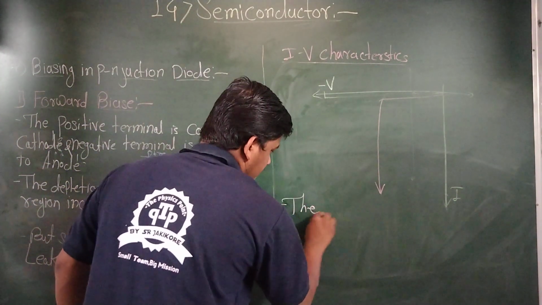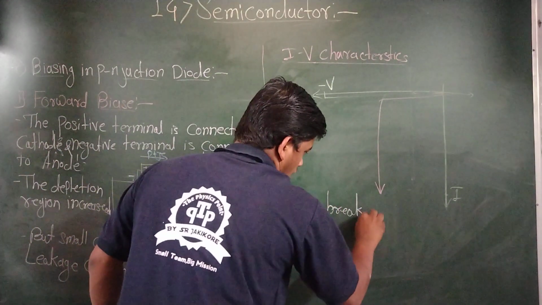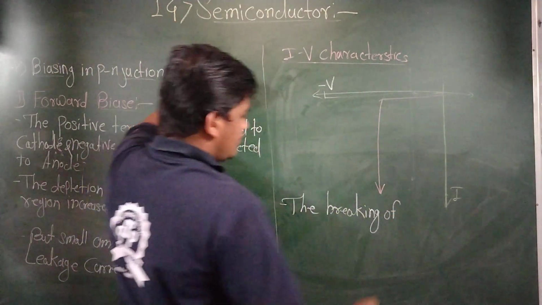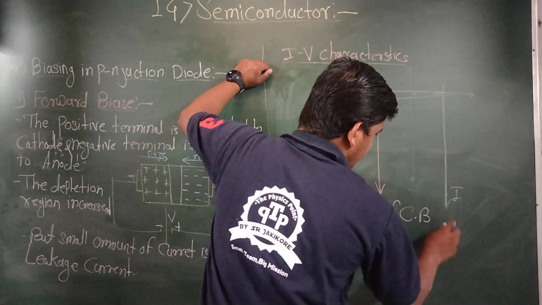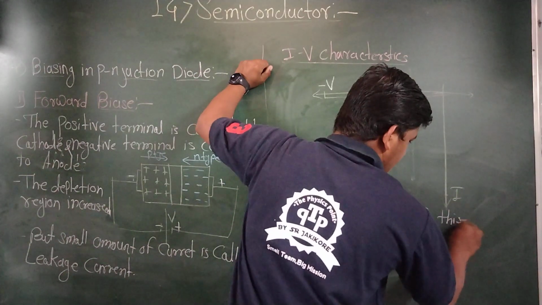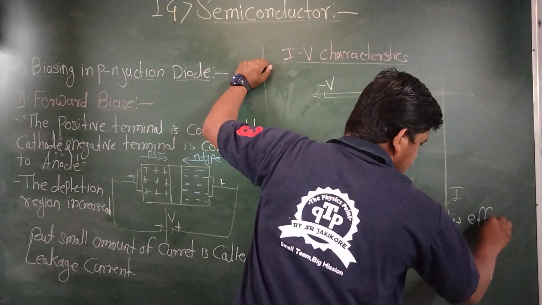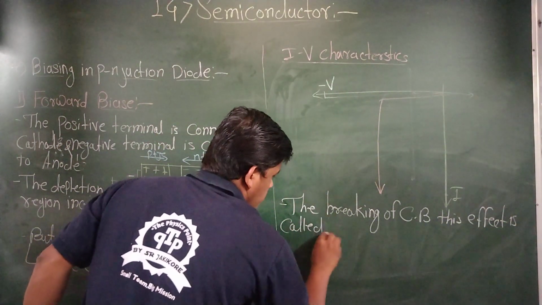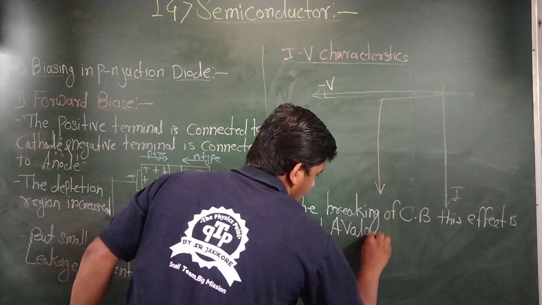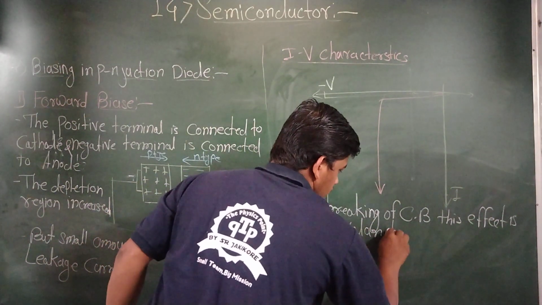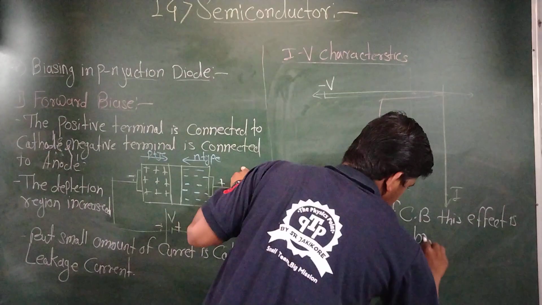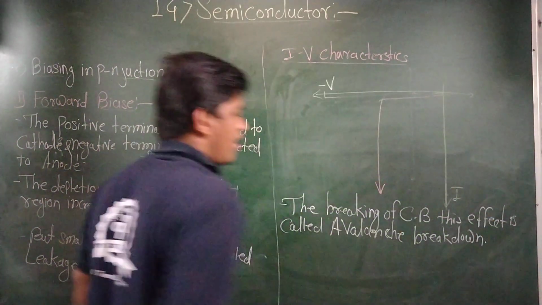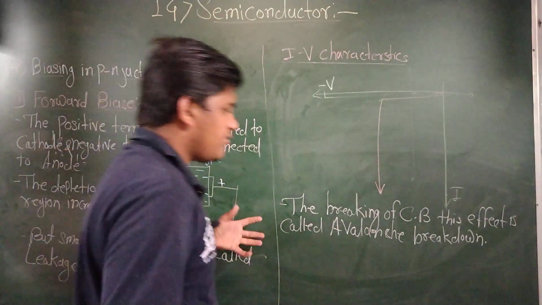The breaking of this covalent bond, I will write here, CB. This effect is called avalanche breakdown. What is avalanche breakdown?